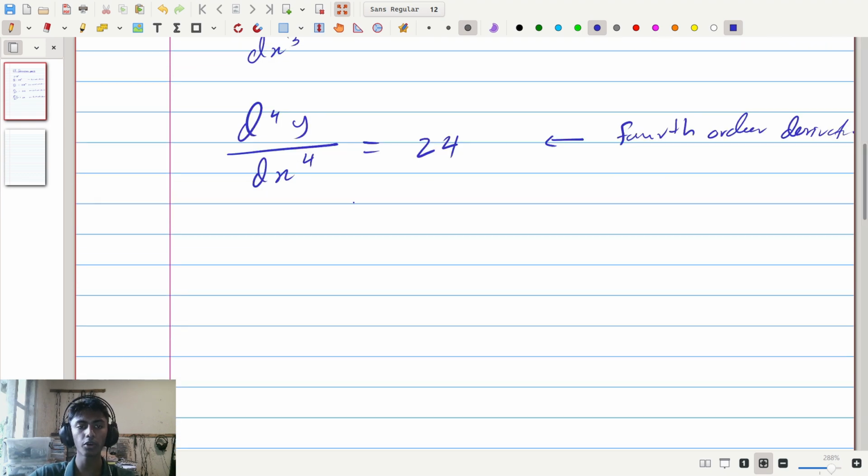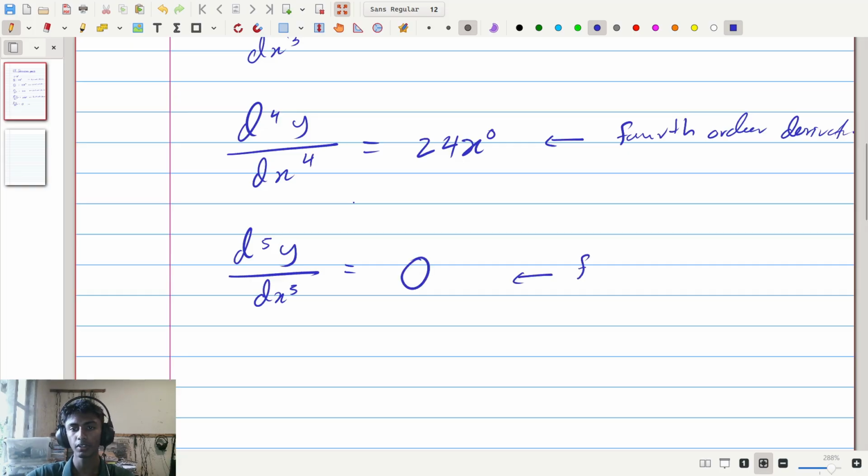Now then, we can still take the derivative here. Taking the derivative one more time, the fifth derivative, d to the 5 y by dx to the 5, is going to be equal to, and over here what we have is 24 x to the power of 0, which means when we differentiate, we get 0 times 24 times x to the power of 0 minus 1, which is then just going to be 0. So the fifth order derivative here is 0.